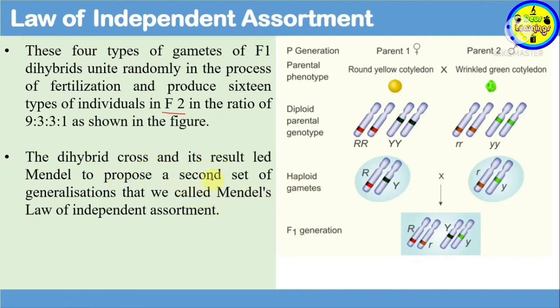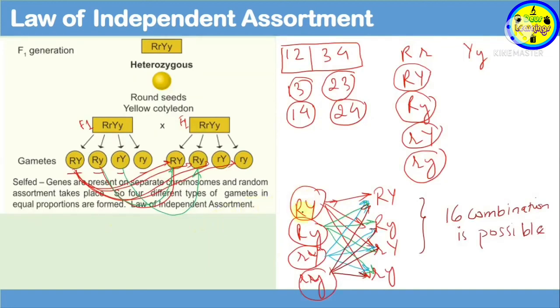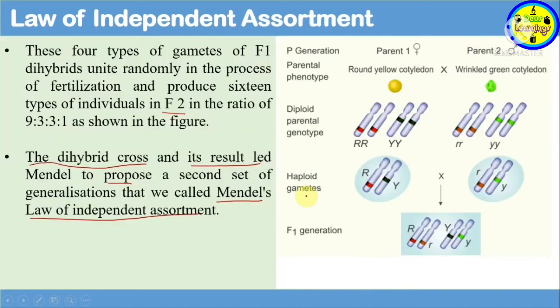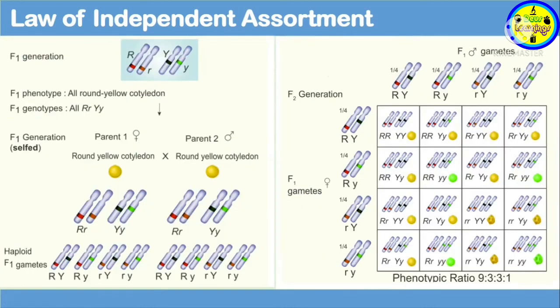As I told you on the last slide, the dihybrid cross and its result led Mendel to propose his second law of generalization. It's called Mendel's law of independent assortment. Each gamete is independent to combine with the other gamete, so they are independently assorted.